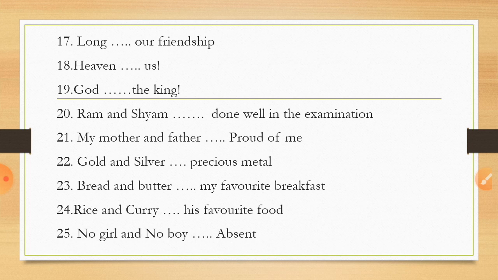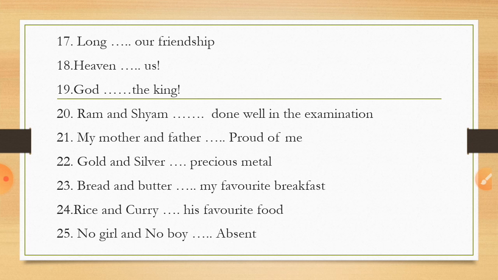So Ram and Sham both are individual. We can take it as a singular, but when they are connected with and conjunction, it becomes plural. Thus, here we have to use plural verb. Ram and Sham have done well in the exam. Next, 21st. My mother and father are proud of me. Yes. Next, 22nd. Gold and silver are precious metal.